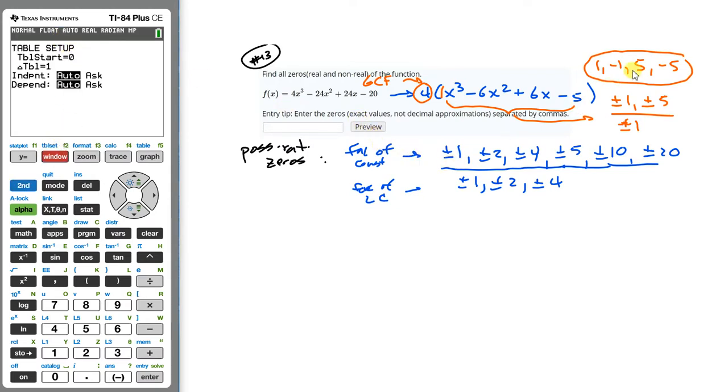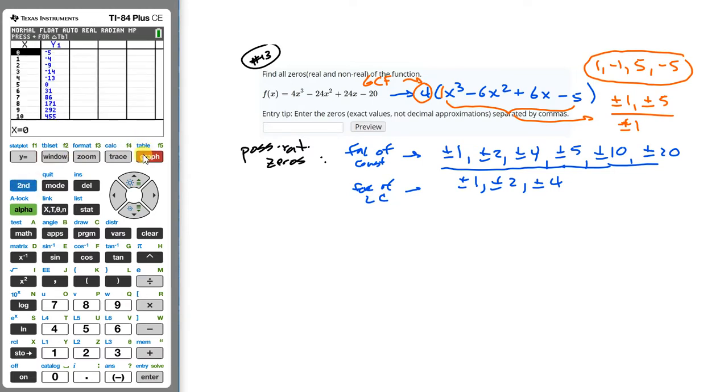We're looking for whole numbers. Both of these would be whole numbers: 1 over 1 and 5 over 1. So I want to make sure I'm starting at 0 and going by 1 so that I'm plugging in whole numbers. Generate a table. Notice at 5, I'm getting a 0. 5 is on my list. What about at 1? No. How about negative 1 and negative 5? Negative 1 is not a 0. Negative 5 is not a 0. But 5 is a 0, so we're good.